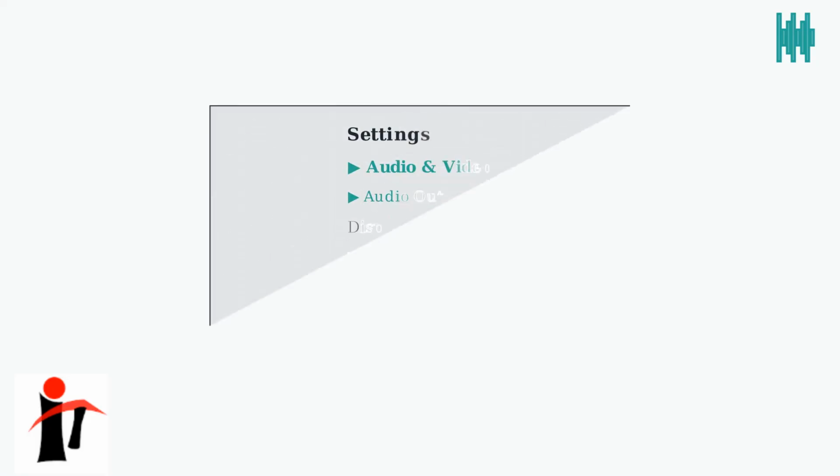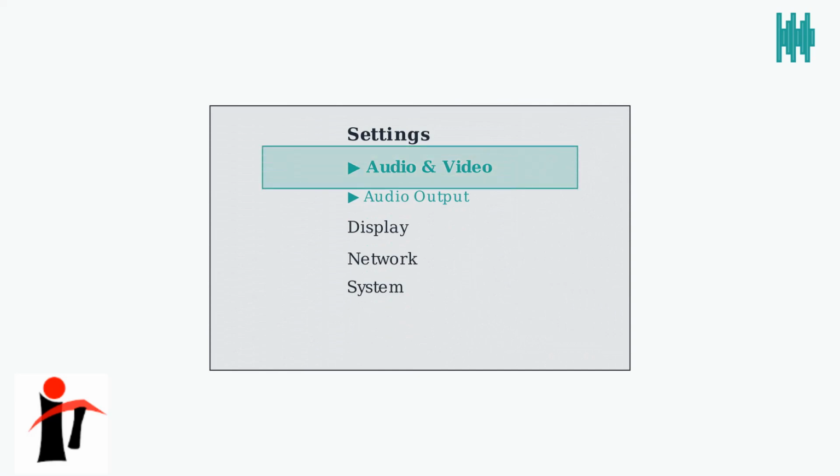When basic volume fixes don't work, we need to dive deeper into your EETV box audio settings. These advanced configurations can resolve most persistent volume issues. First, navigate to your EETV box settings menu. Go to Settings, then Audio and Video, then Audio Output. This is where the most important audio configurations are located.